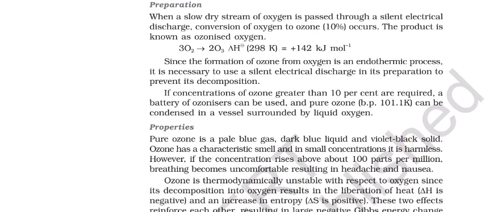Preparation. When a slow dry stream of oxygen is passed through a silent electrical discharge, conversion of oxygen to ozone occurs. The product is known as ozonized oxygen. Since the formation of ozone from oxygen is an endothermic process, it is necessary to use a silent electrical discharge in its preparation to prevent its decomposition. If concentrations of ozone greater than 10% are required, a battery of ozonizers can be used and pure ozone can be condensed in a vessel surrounded by liquid oxygen.